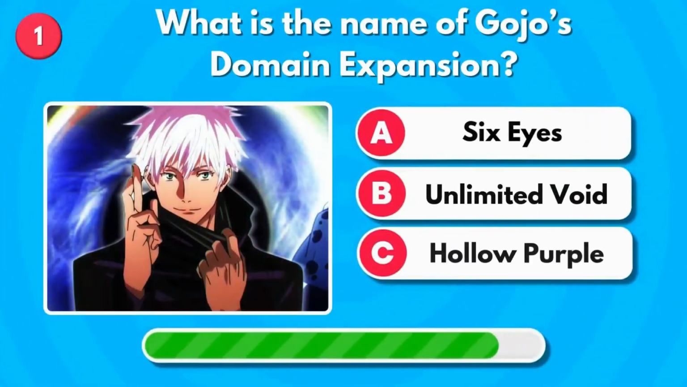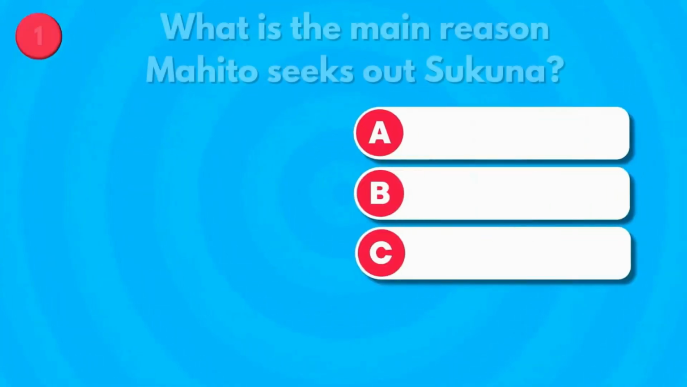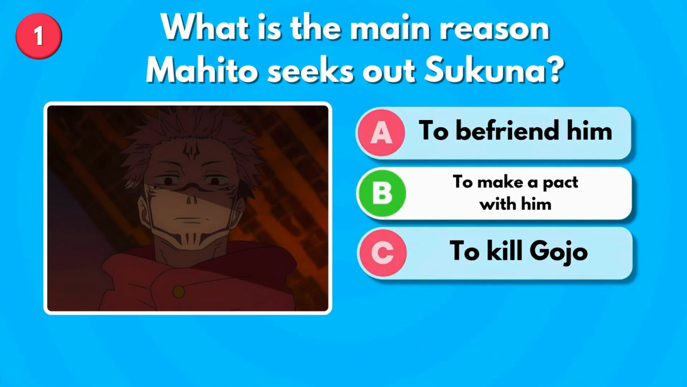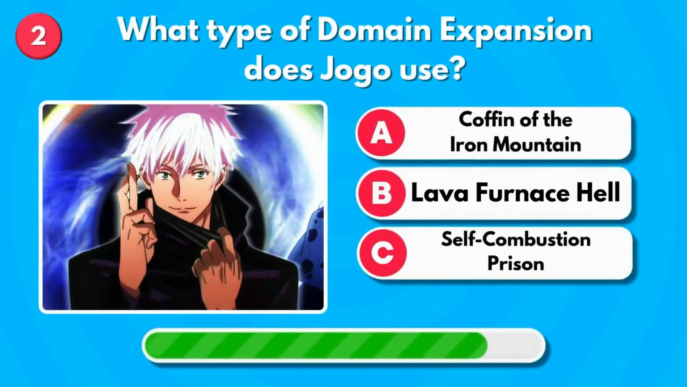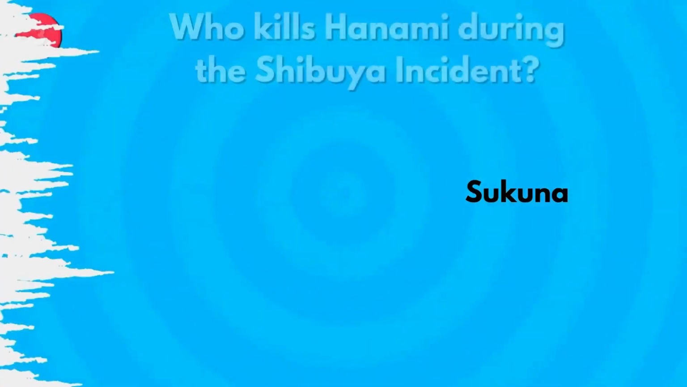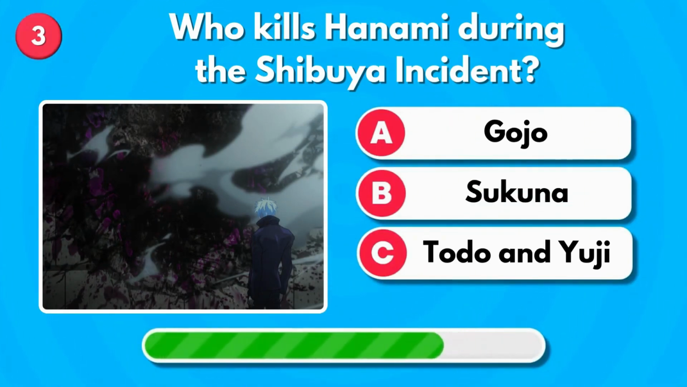What is the name of Gojo's domain expansion? What is the main reason Mahito seeks out Sukuna? To make a pact with him. What type of domain expansion does Jogo use? Coffin of the Iron Mountain. Who kills Hanami during the Shibuya incident? Gojo.